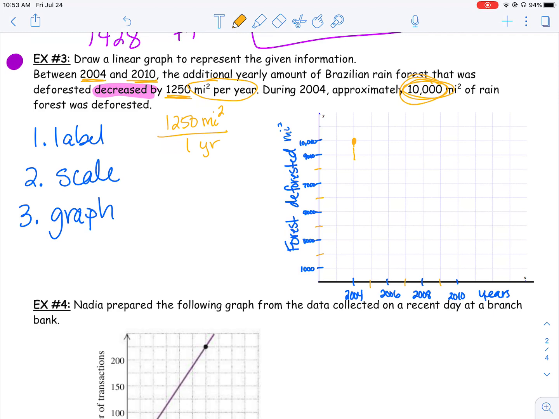Per every 1 year. So I need to go over 1 year to 2005. So there's my next value. So now I have something that kind of looks like this. And I can do it again.